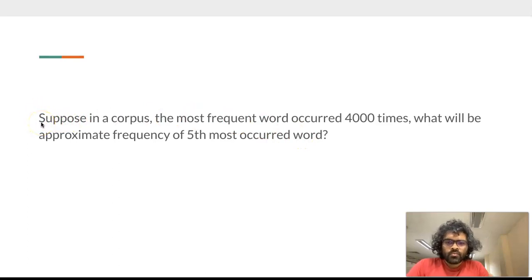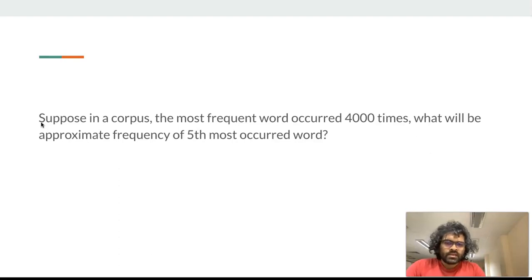So if in a corpus there are multiple words, and if you get the frequency of all the words, you will find the most frequent words. Suppose X is the most frequent word, like X can be any word, maybe it can be the, a, cat or dog, anything, but whatever the most frequent word is, it occurred 4,000 times in the corpus.